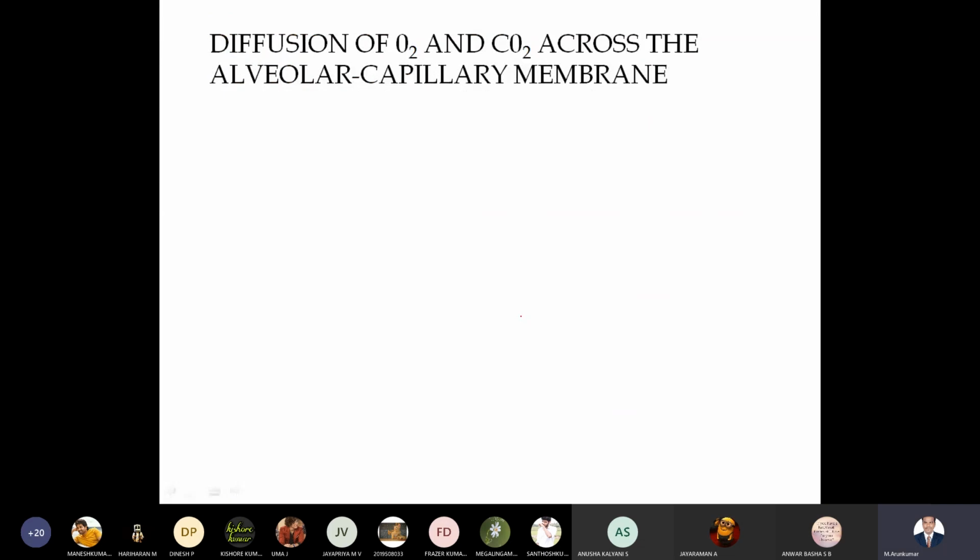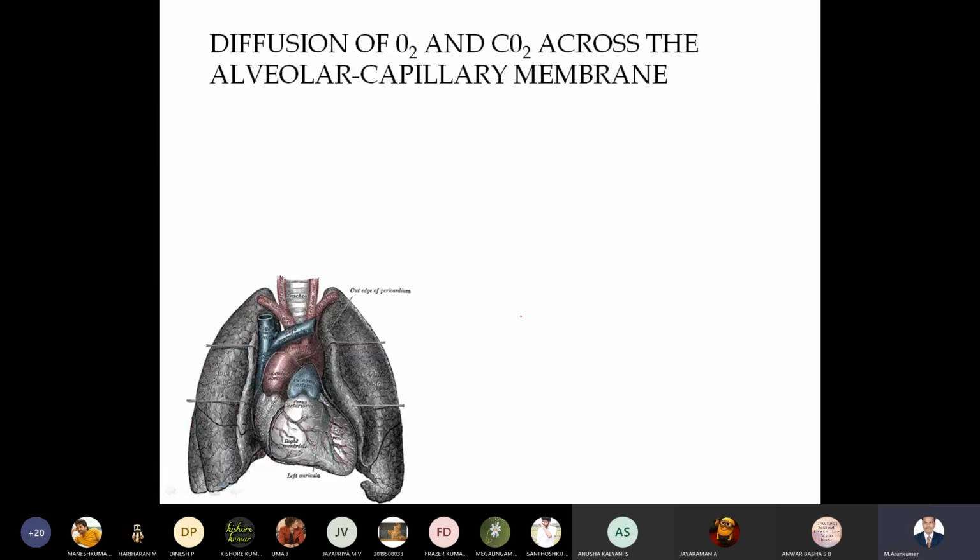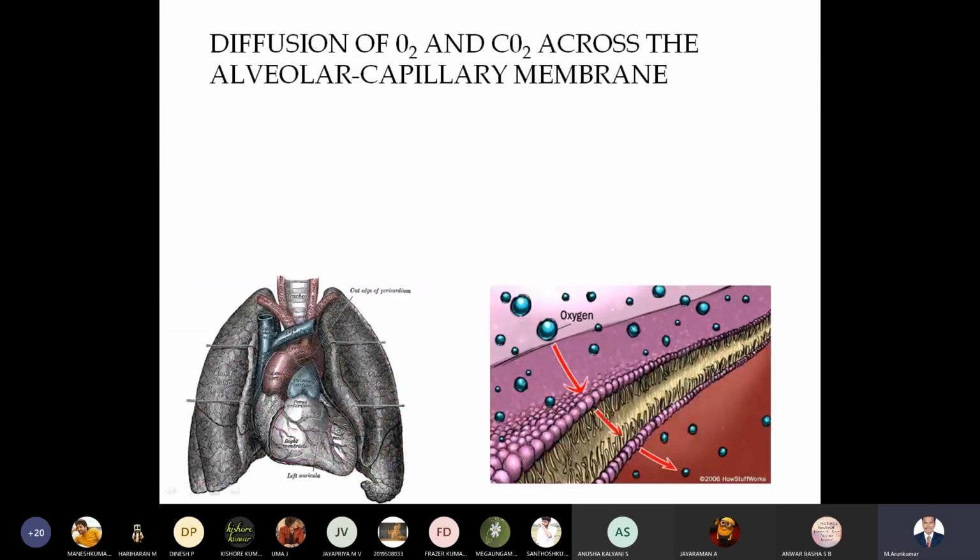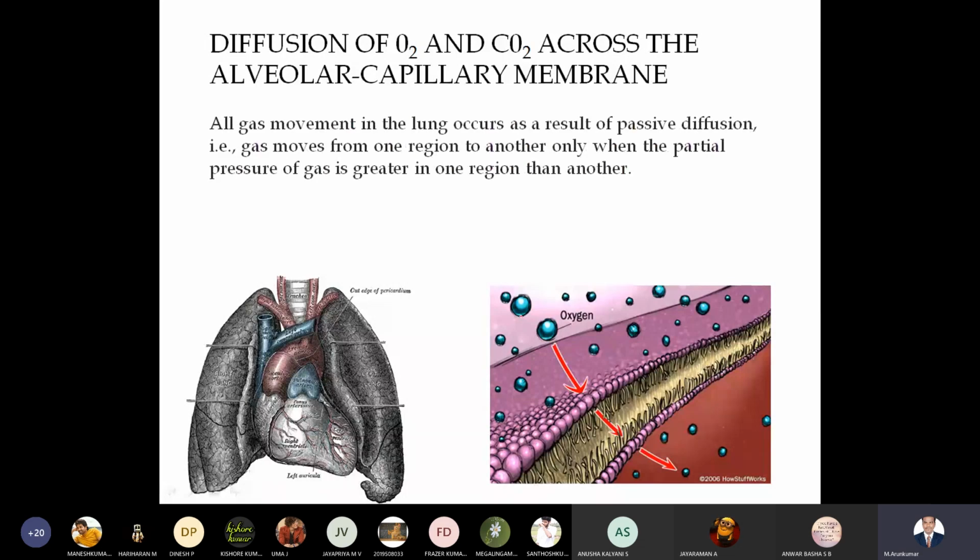Then another example is the diffusion of oxygen and carbon dioxide across the alveolar capillary membrane. That will happen in your lungs. So actually in your lungs, a diffusion process will happen. The oxygen and the carbon dioxide will diffuse from the inhaled air to the blood because of this diffusion process.